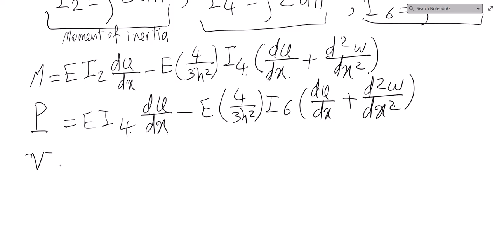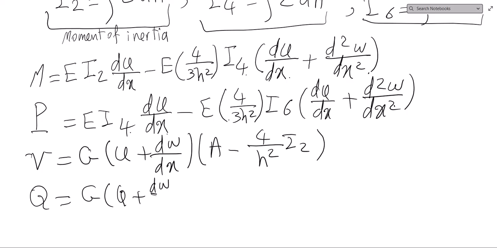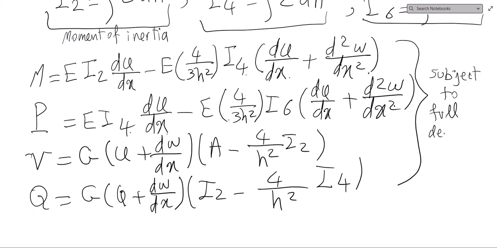And V is G, y plus dw dx, comma, times the cross section area, minus 4 over h square I2, and Q is G, comma, phi plus dw dx, I2 minus 4 over h square I4, subject to full derivations.